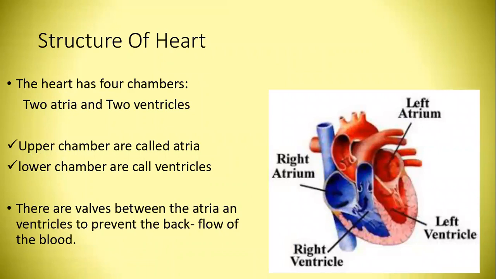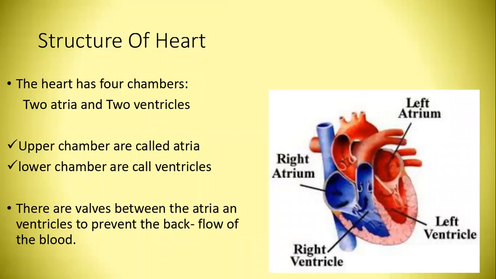Structure of the heart. The heart has four chambers, two atria and two ventricles. The upper chambers are called atria and the lower chambers are called ventricles. This is the upper chamber. Right atrium, left atrium, left ventricle, right ventricle.